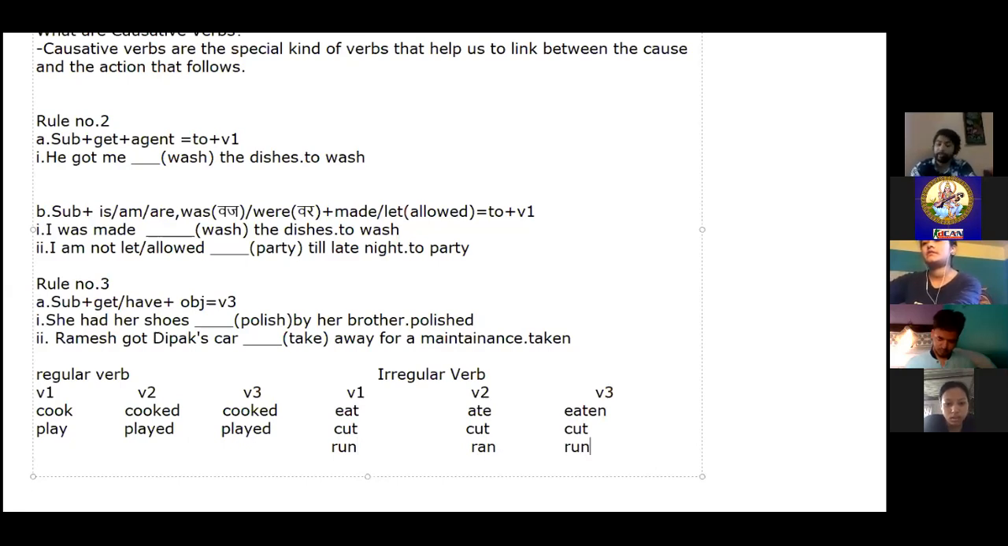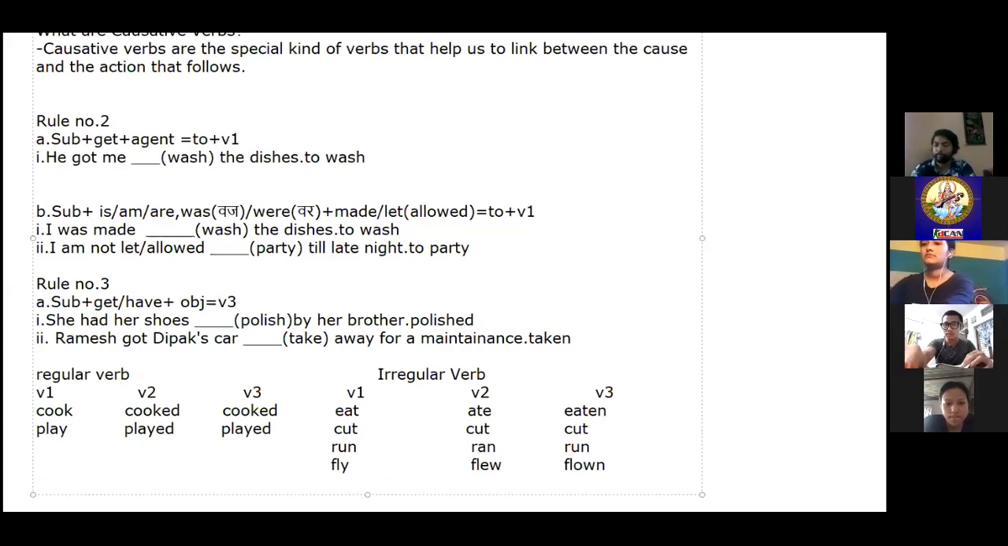In tense, students have problems because the concept isn't clear to them. Similarly, fly, flew, flown. So run has three forms: run, ran, run.